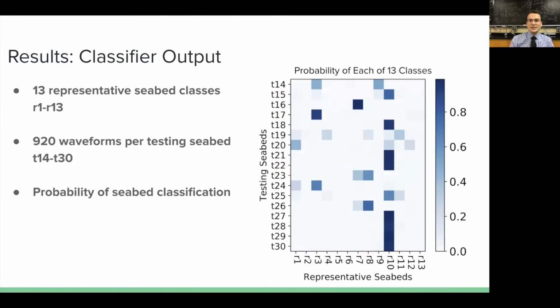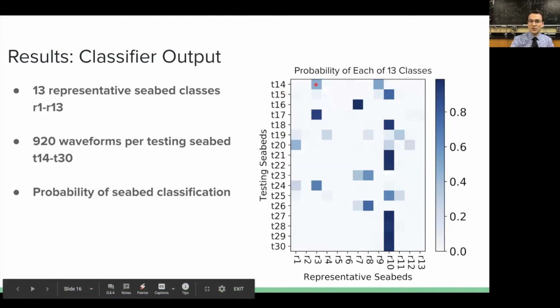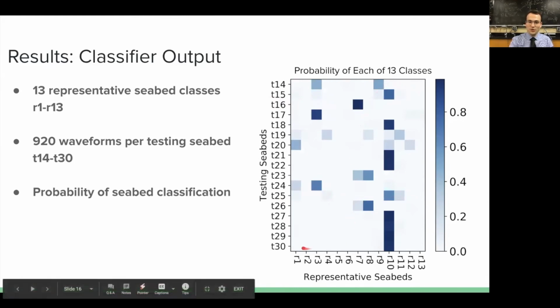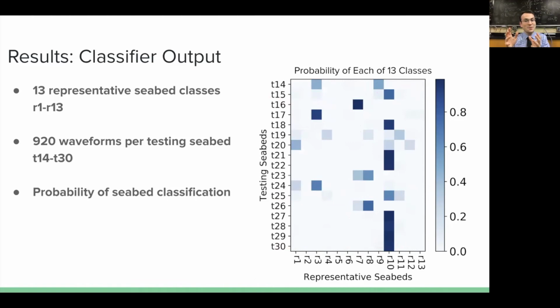And so we have these testing seabeds, and this is basically a confusion matrix in machine learning where you've got T14 is often assigned to seabed R3, sometimes, or even more so, to seabed R9. You've got our fractional assignments to each of the different types for each row. And so each row should add up to 1.0. For example, in the final row, seabed T30, it sums up to 1.0 because everything is assigned to seabed R10. So we'd very much hope that seabed R10, representative type 10, is similar to seabed T30. And we see that that's the case.